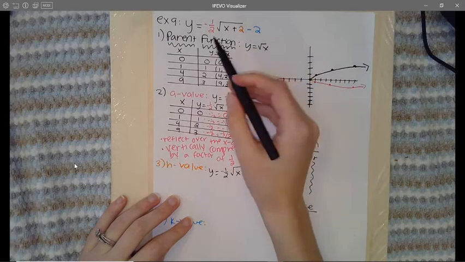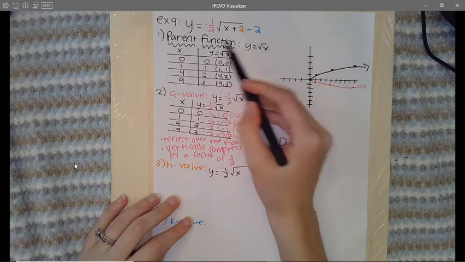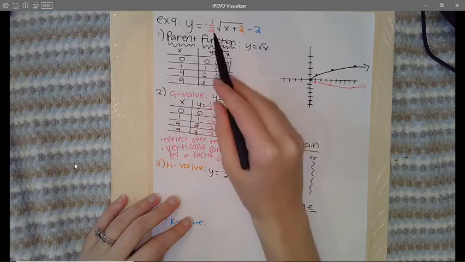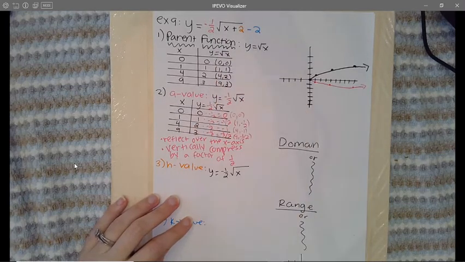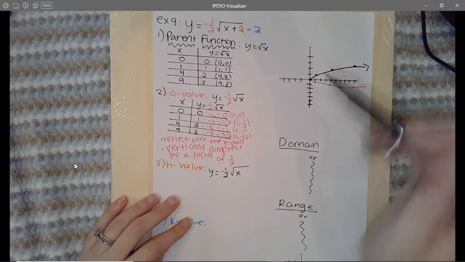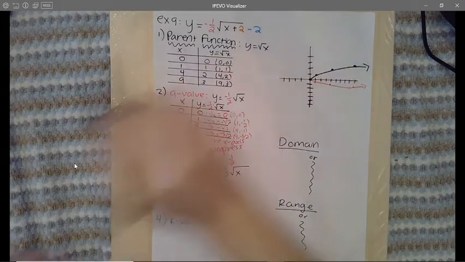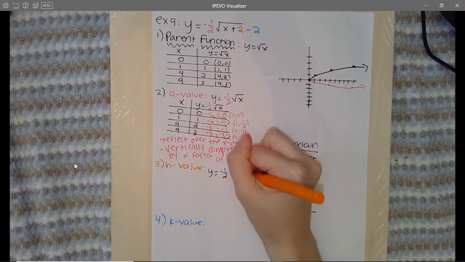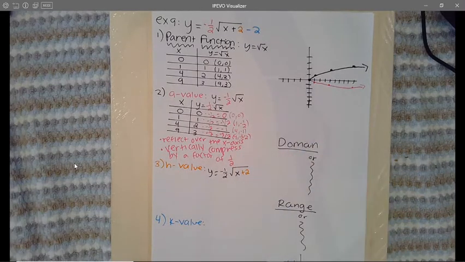And then I'm going to add on the h value. Which one of these lovely values is the h value? The negative 1/2, the 2, or the negative 2? Awesome, you guys. It would be the plus 2. Okay, the h value is always whatever is added or subtracted to the x.